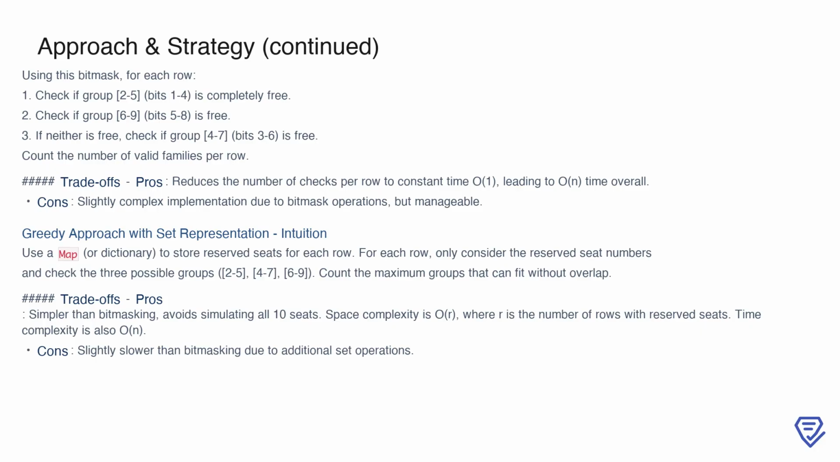While bit masking is efficient, it does require a slightly more complex implementation. Alternatively, we also considered a greedy approach that uses a dictionary to store reserved seats for each row. Here, the algorithm only evaluates reserved seat numbers for each row and checks the 3 possible groups. This method avoids simulating all 10 seats, making it simpler than bit masking, with a space complexity of O(r), where r is the number of rows with reserved seats, and a time complexity of O(n). However, it is still slightly slower than bit masking due to the added overhead of set operations.